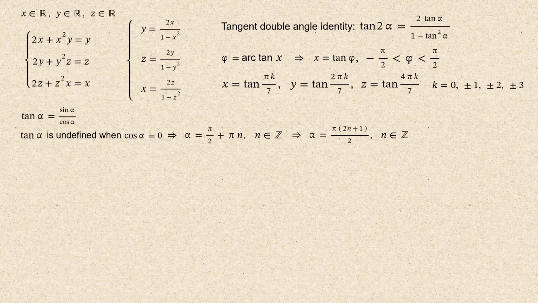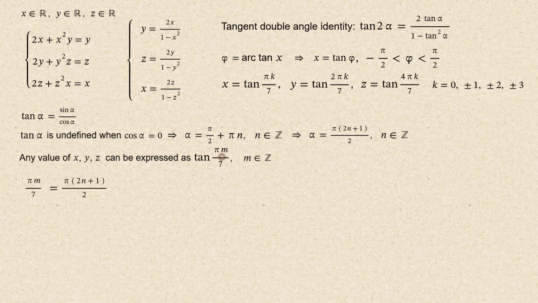It can be noticed that any value of x, y, or z can be expressed as tan of pi times m divided by 7, where m is an integer. Therefore, if tangent is undefined for a certain m, we must have pi times m over 7 equals pi times 2n plus 1 over 2 for certain integer values of m and n. In this case, m equals 7 times 2n plus 1 divided by 2.